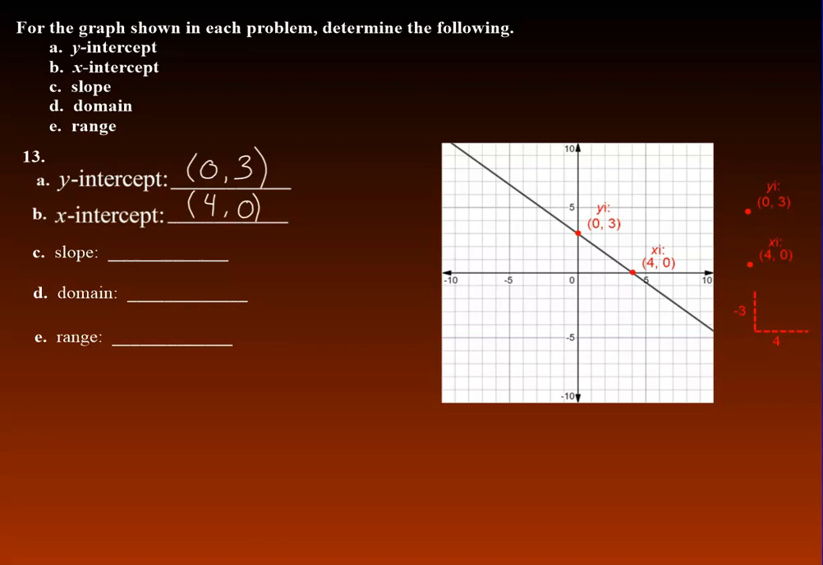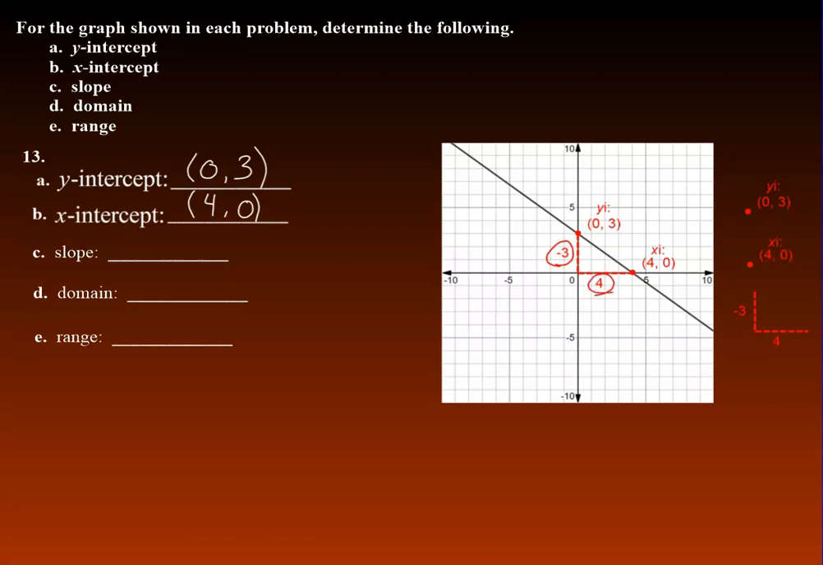To figure out the slope, we can go down from the y-intercept and over to the x-intercept. And so we're going down. Anytime we go down, we're going negative. So that would be negative 3. And anytime we go to the right, we go over, we're going positive, and so that's 4.